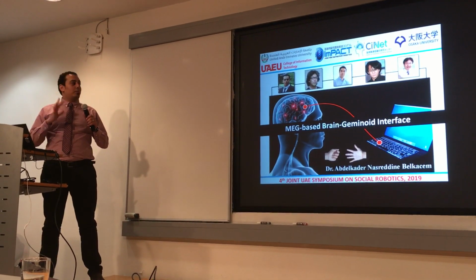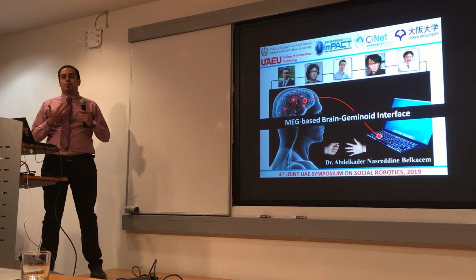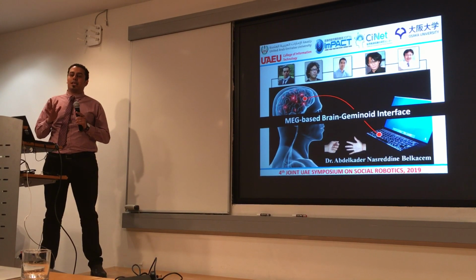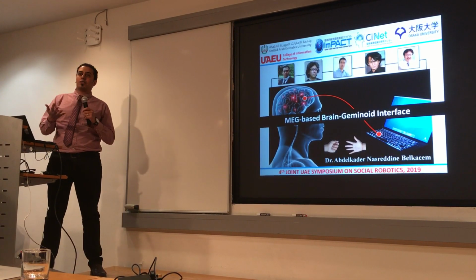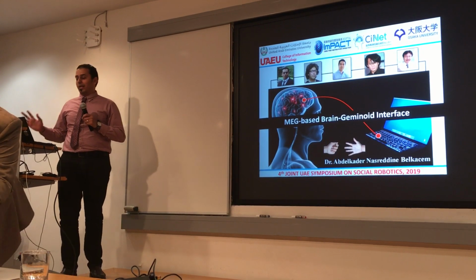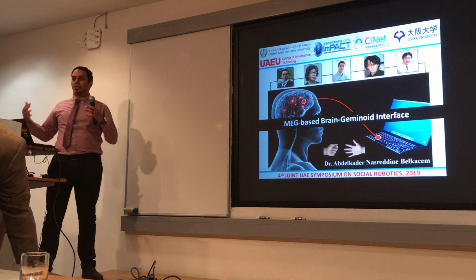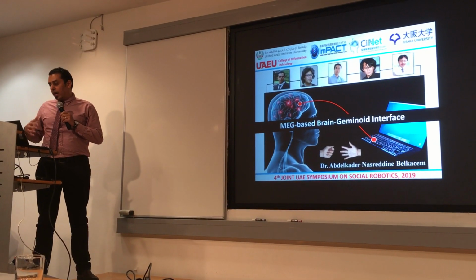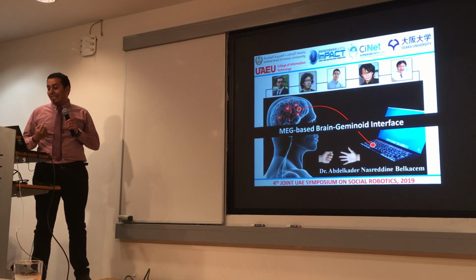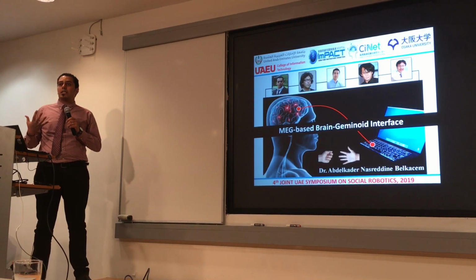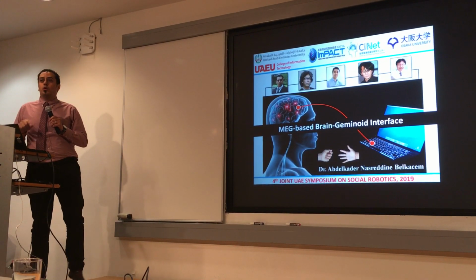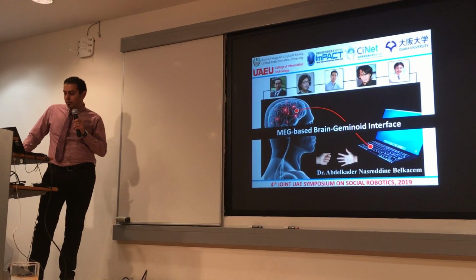So I'm going to talk today about something that looks completely different, but it's almost the same thing. You have been talking about robots, but I'm going to talk about humans. But I will make the connection between human and robot. Today I'm going to present decoding of simultaneous bilateral hand movement for controlling a human-like robot, which we call Geminoid.